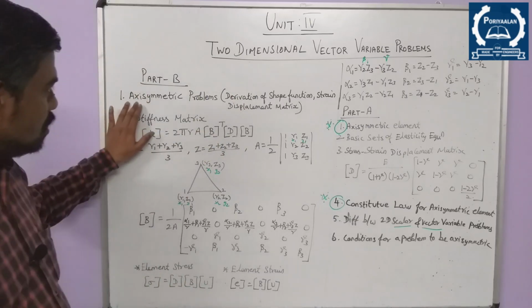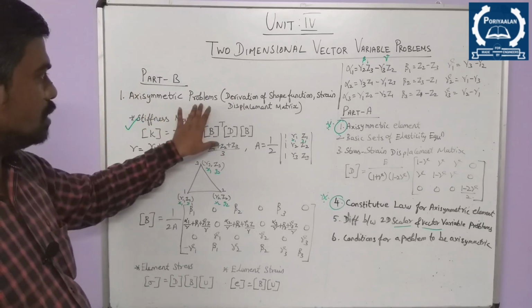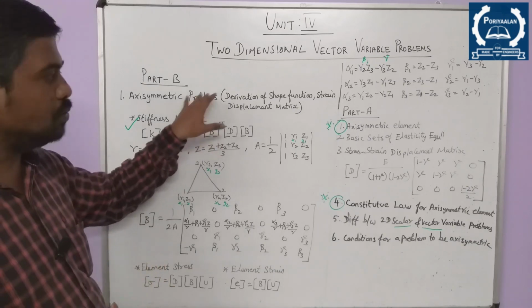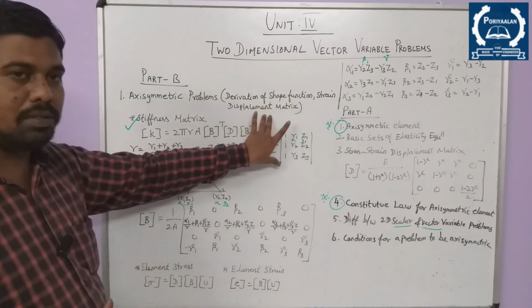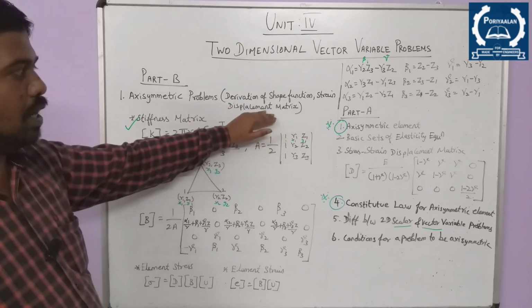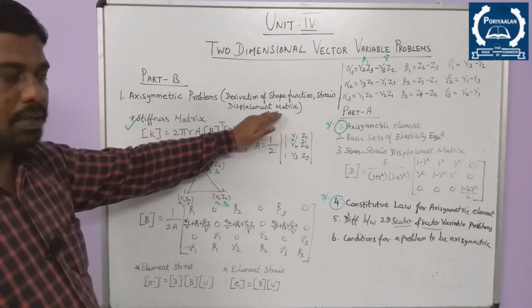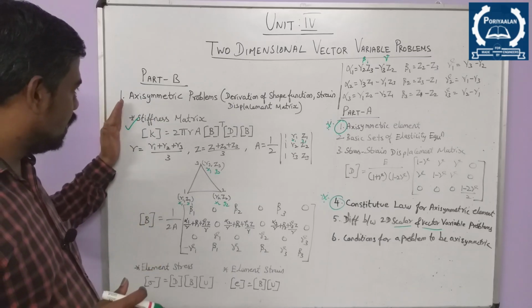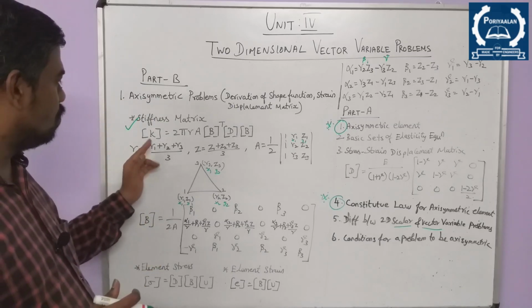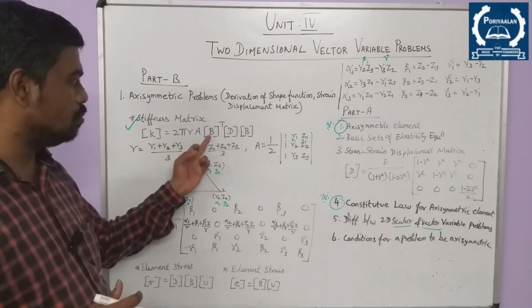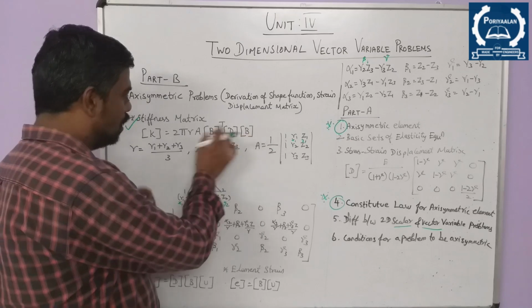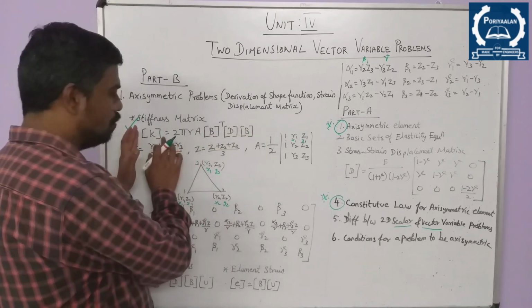First, they may ask for the derivation for the axisymmetric problem. The same as we discussed for the CST element, to derive the shape function and strain displacement matrix, we have to derive the shape function and strain displacement matrix for the axisymmetric problem. Mostly they can ask for the stiffness matrix. The stiffness matrix formula is K equal to 2 pi R A B transpose D B. Just find the B and D values, substitute all, and find the value of K.